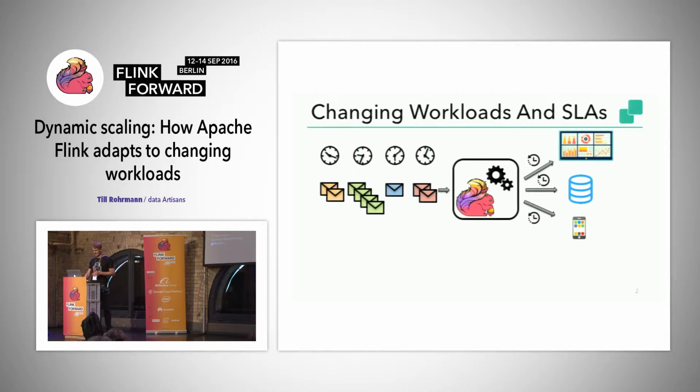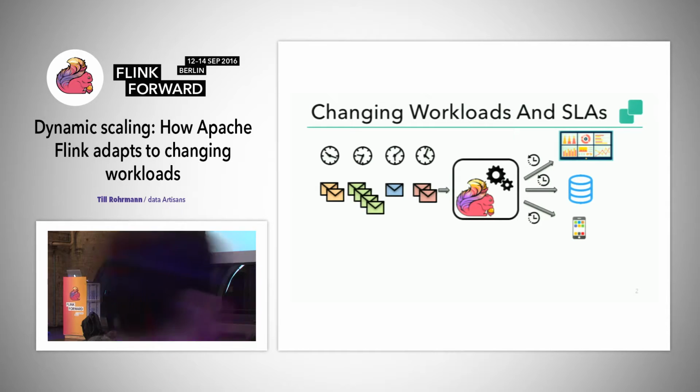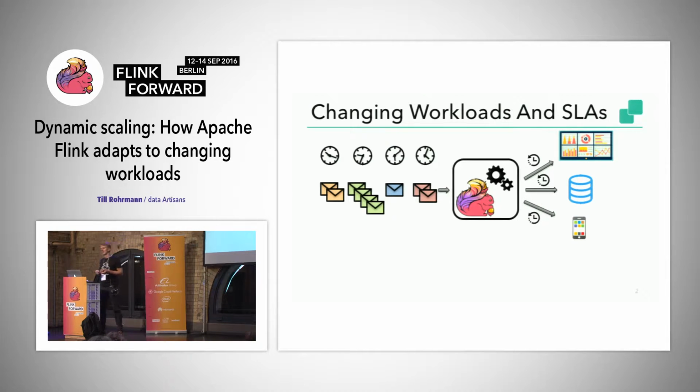So let's get started. First, let's take a look at the usual Flink job, which does real-time data analytics. Processing real-time data, everyone who has done that knows that the input rate of your data is not necessarily constant. It usually depends on time, because your customers are not equally distributed over all time zones, or on some external events.